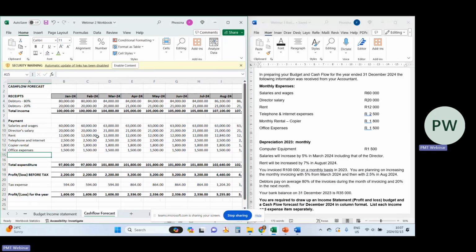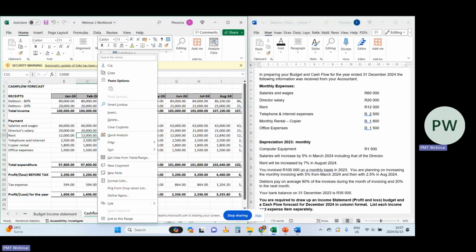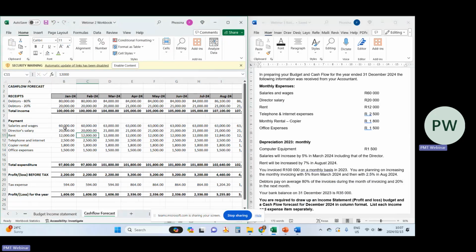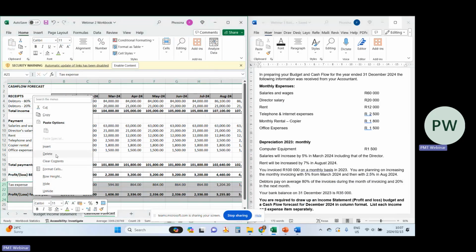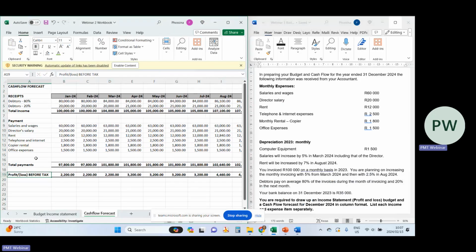January's expense should be January expense. February expense should be February expense. But payments, we do them according to payments, with the information that we are given. Okay, and then here we call it total payments. And then here we'll have our closing balance.